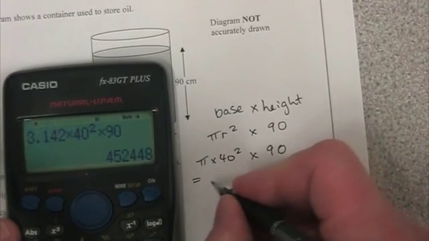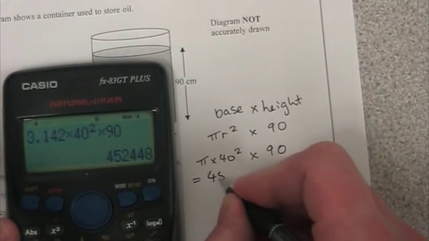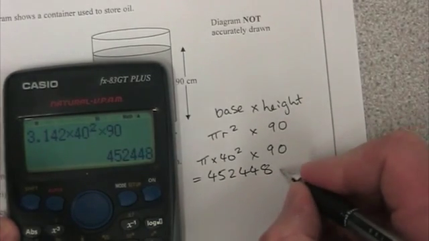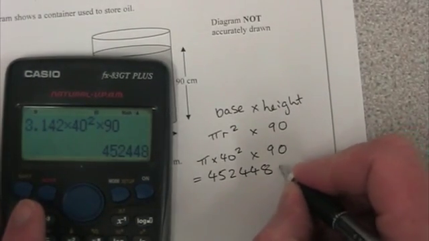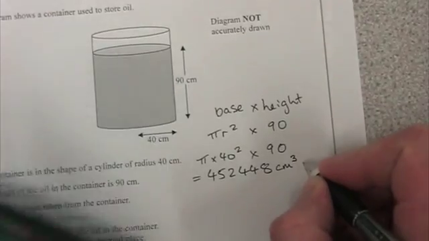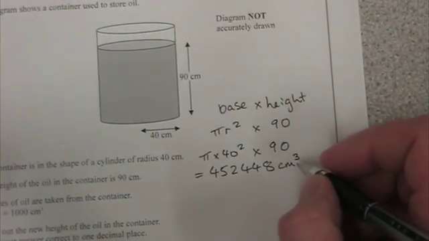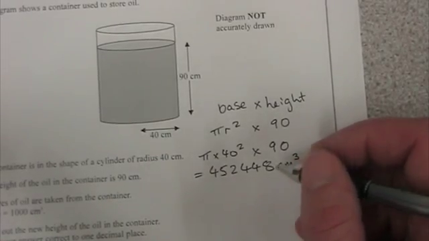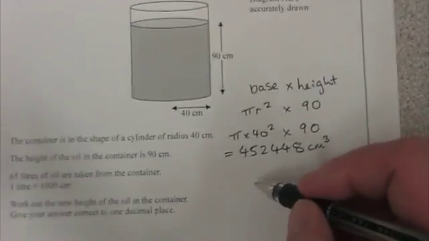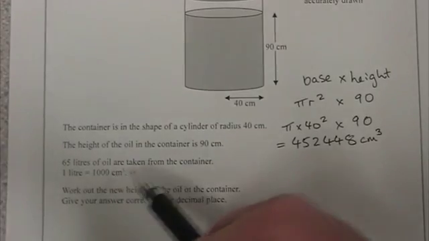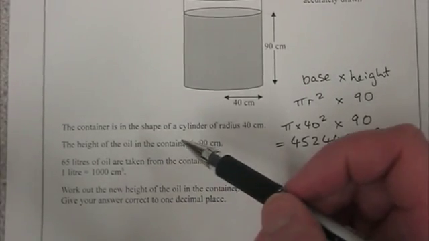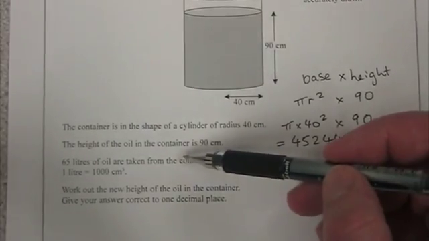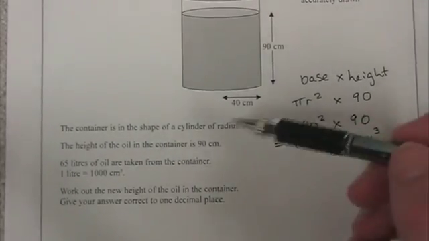Okay, so I get 452,448, and that is cubic centimetres. Now, we need to change that into, we could either change this into litres or we could convert this one into centimetres cubed, which might be easier.